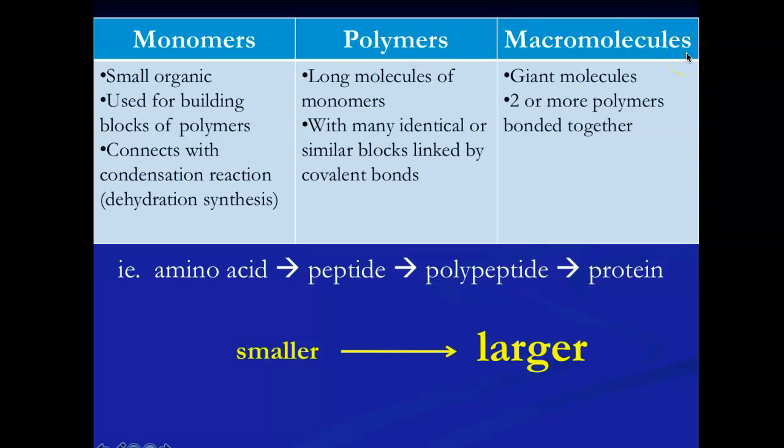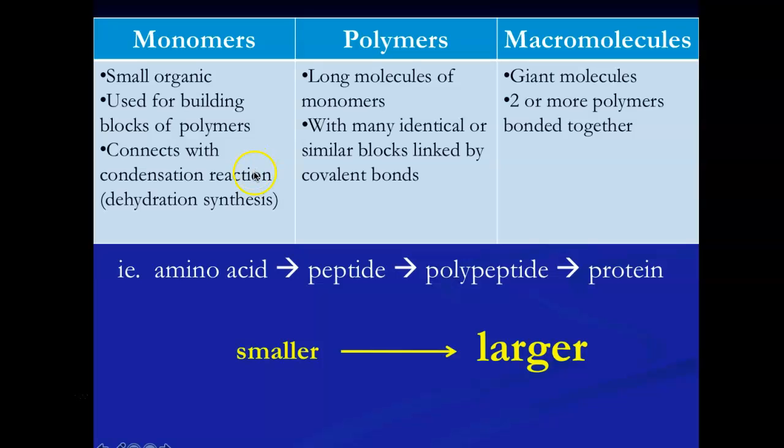So the analogy I like to use is if you're putting Legos together, each individual Lego is called a monomer. If you put a chain of Legos together, that would be a polymer. And then if you put enough chains of Legos together to make an actual functioning structure, like a castle, that would be like your macromolecule.